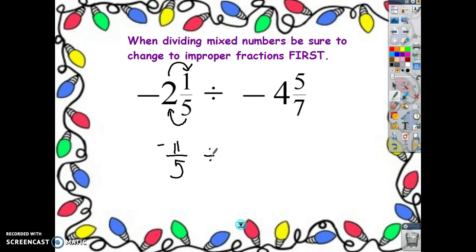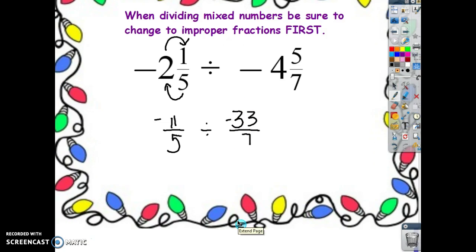So 7 times 4, we get 28, plus 5, we get 33 over 7. Don't forget that denominator. Now we have this negative 11/5 divided by negative 33/7. Right away we know our answer is going to be positive. And you guys can keep the first one, change this to multiplication, and flip the second one. You can keep the negative up top. I like to always keep it on the top.